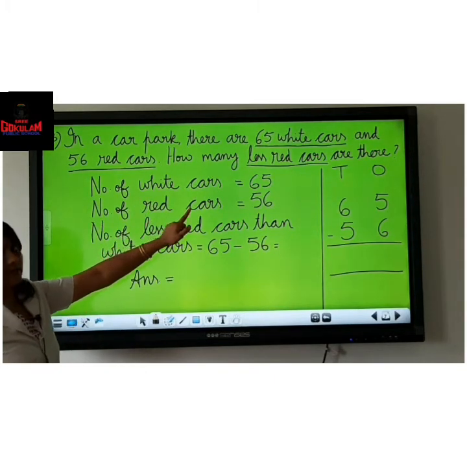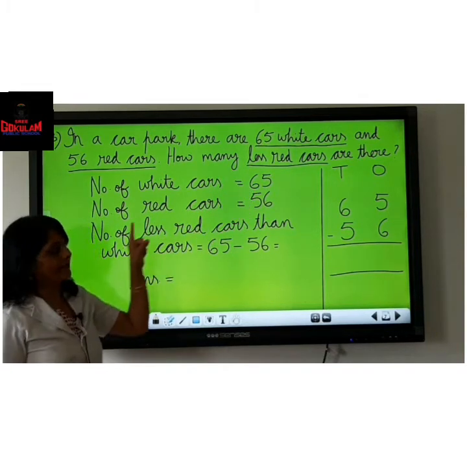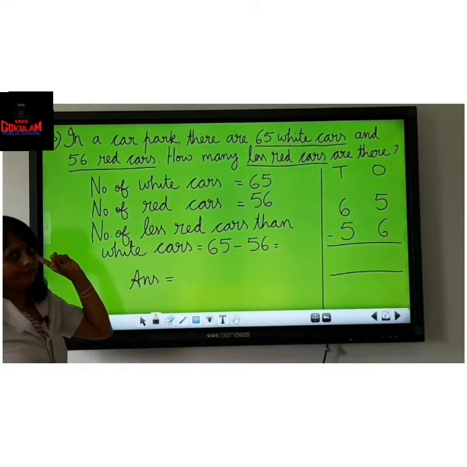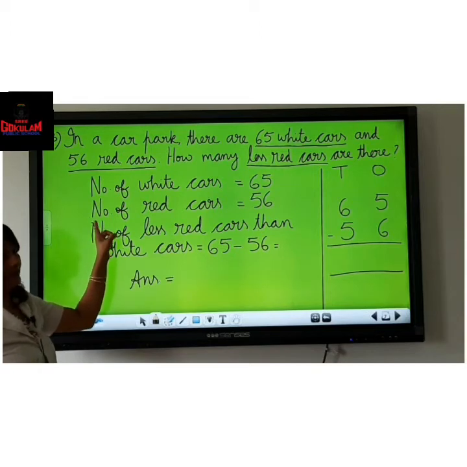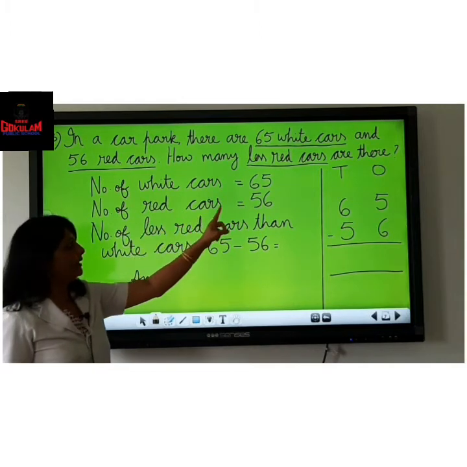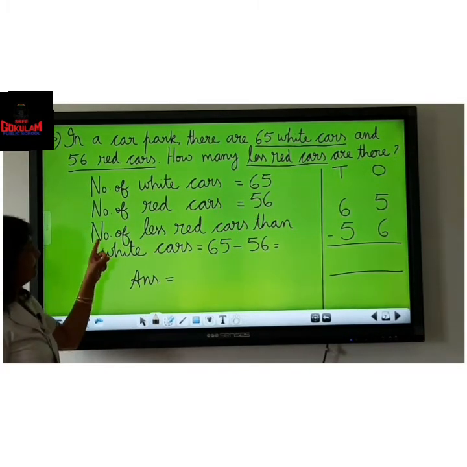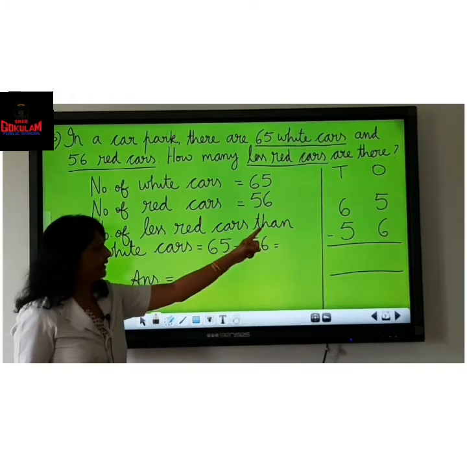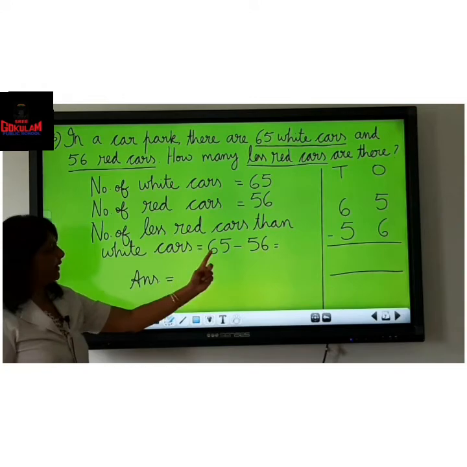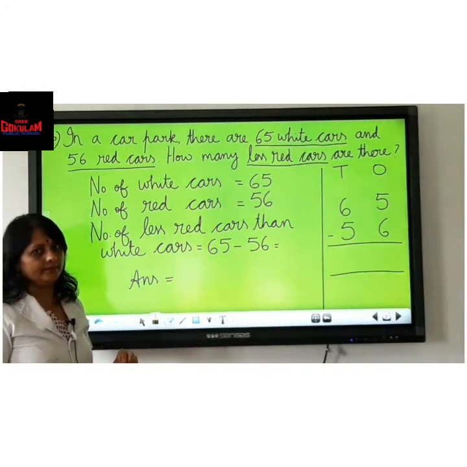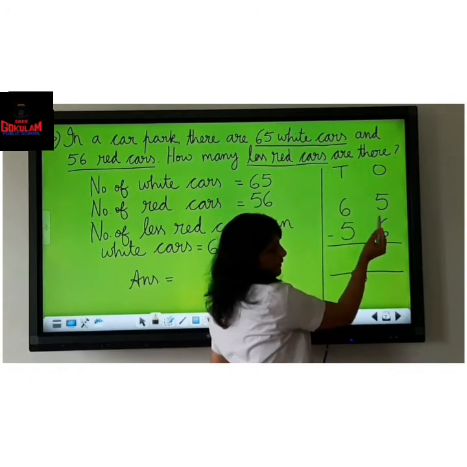Number of white cars. We have 65 white cars. In the question it is given, there are 65 white cars. How many red cars are there? 56. So, number of red cars is equal to 56. Then, therefore, number of less red cars than the white cars: 65 minus 56. Let us subtract 56 from 65.